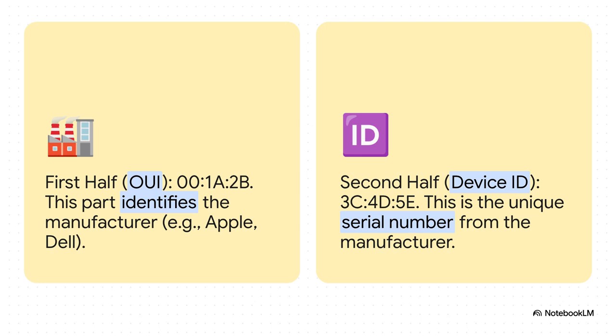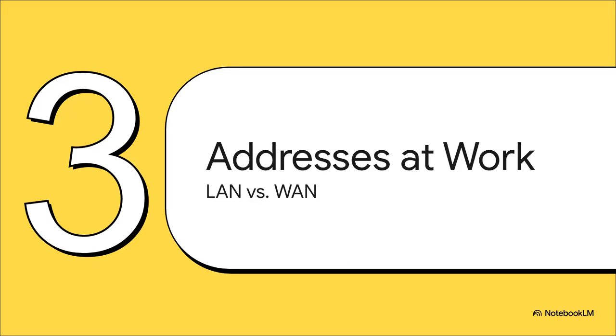The first half, those first 6 digits, that's called the Organizationally Unique Identifier, or OUI. This part actually tells you who made the device, if it's Apple or Dell or Samsung. The second half is the unique serial number that the manufacturer assigned to that one specific network card. Okay, this is where it all clicks. This is where the rubber meets the road. We've got the permanent name, the MAC address, and the temporary name, the IP address.